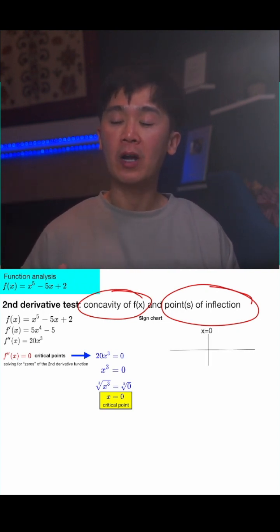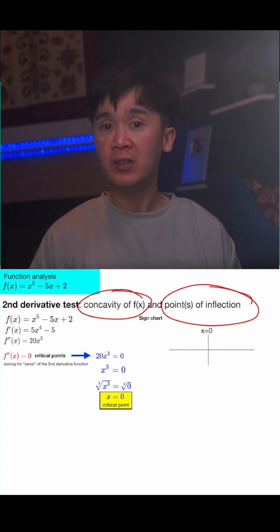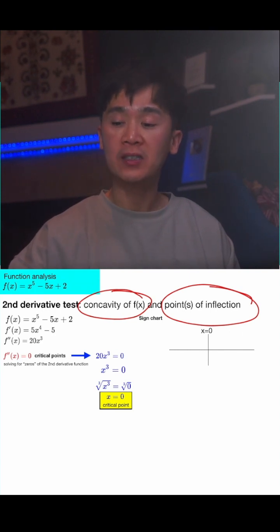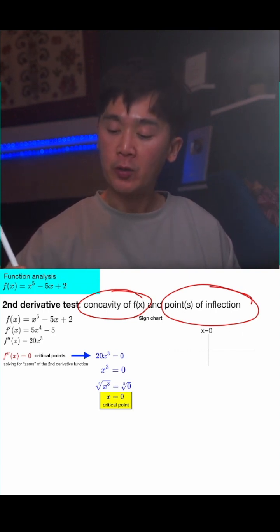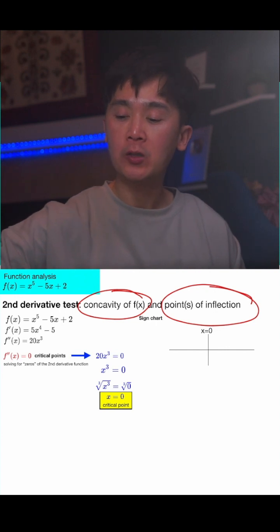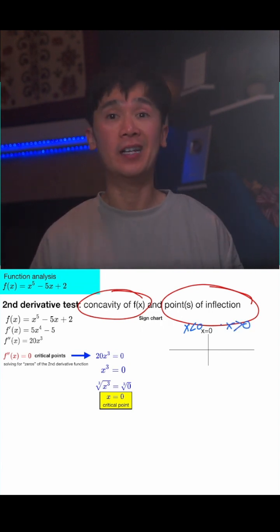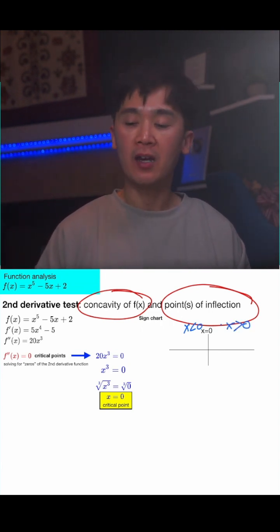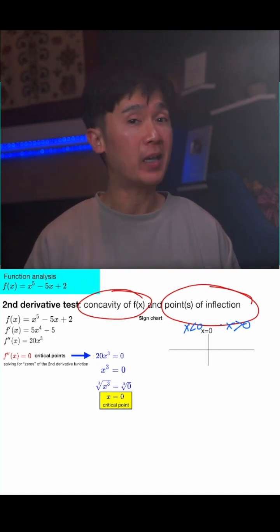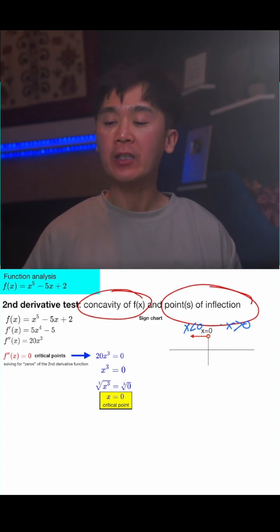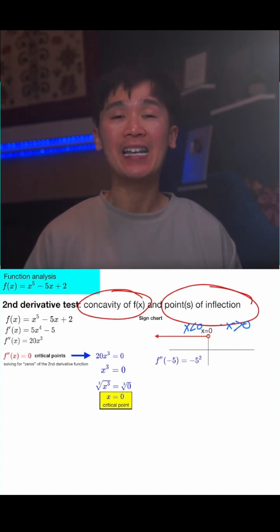And now that we're ready for our sign chart, we know that we have two intervals that we need to take note of. It could be an interval between -infinity and 0, or 0 and +infinity. So you can rewrite it in set notation, or you can rewrite it as so: x less than 0 or x greater than 0. So let's check the sign of our second derivative, which is basically the concavity of our f of x, by plugging in a value for x that is less than 0.